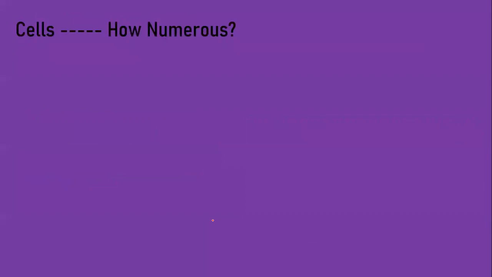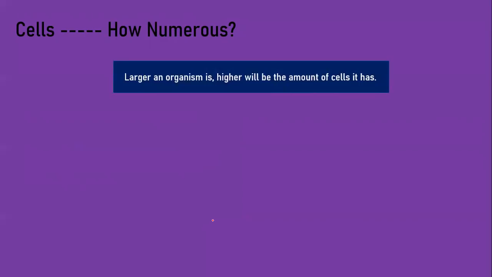Okay, so now here we will talk about how numerous cells are. How will we divide organisms according to the number of cells they have? We can say that the larger an organism is, the higher the number of cells, right? If I talk about me and a single rat, the number of cells in my case will be higher, and in the case of a rat much smaller. The more complicated the organism is, the more complicated its cells would be.